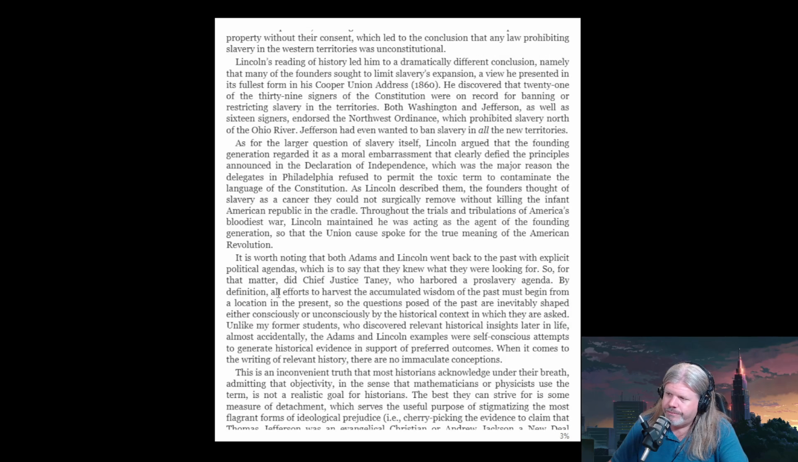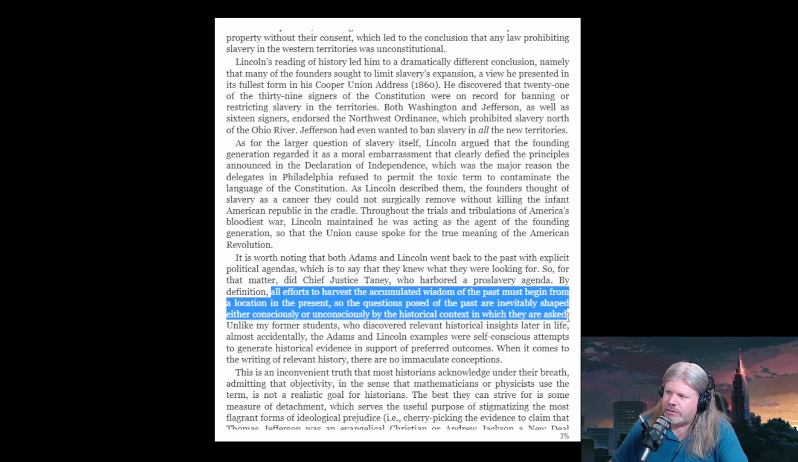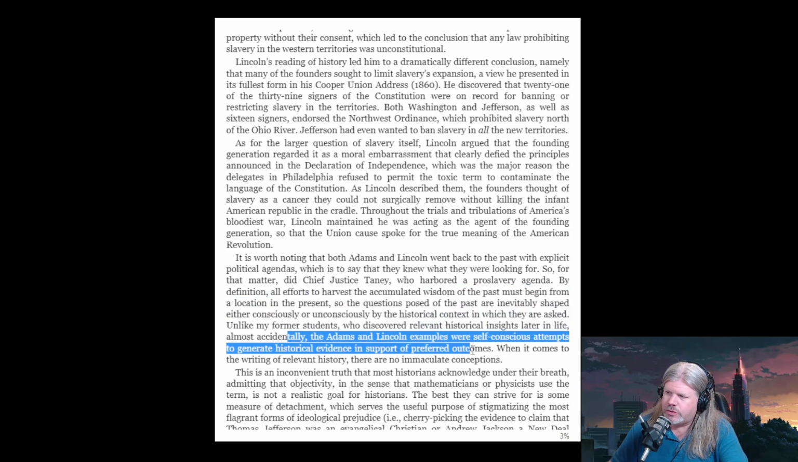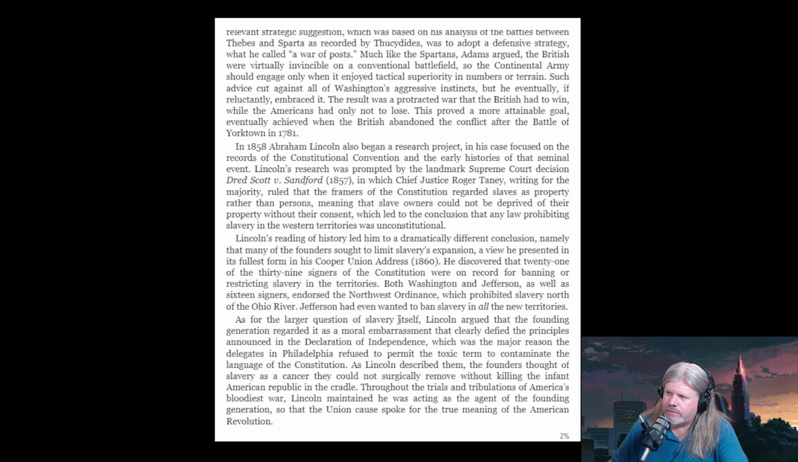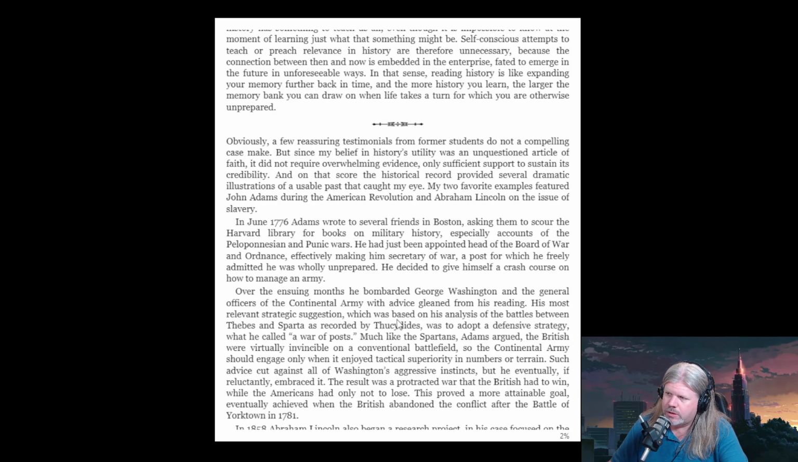And all efforts to harvest the accumulated wisdom of the past must begin from a location in the present. So the questions are shaped by what is being asked, unlike my former students who discovered relevant historical insights later in life. So here are his former students. We got to go back up here and look.